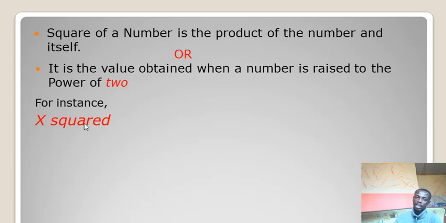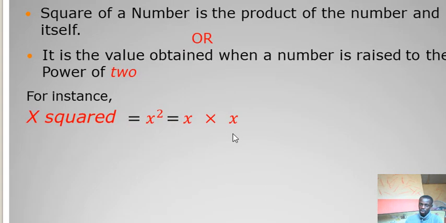So for instance, x squared can be written as x raised to the power of 2. So if x is squared, it means x is raised to the power of 2. And it can also be expressed as x multiplied by x, that is x multiplied by itself. That understood? Alright, we'll take a few examples.